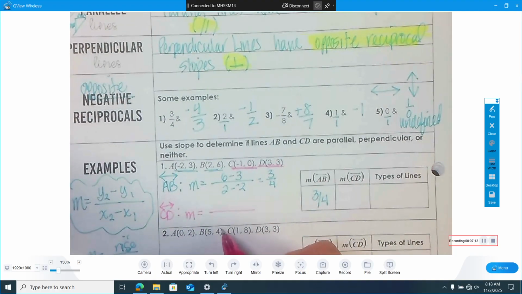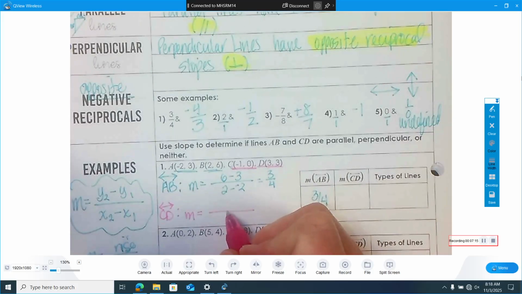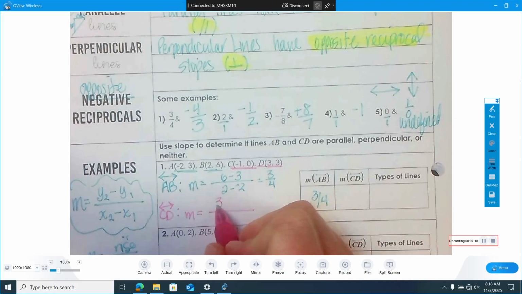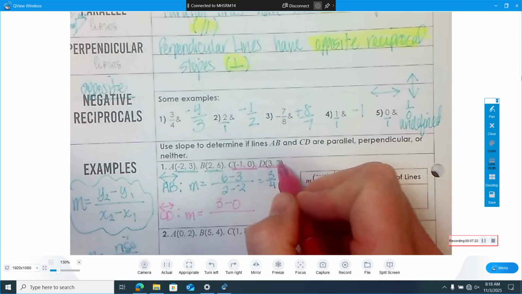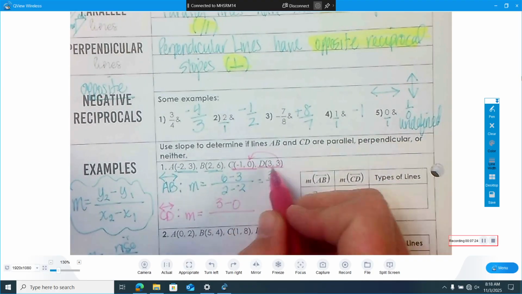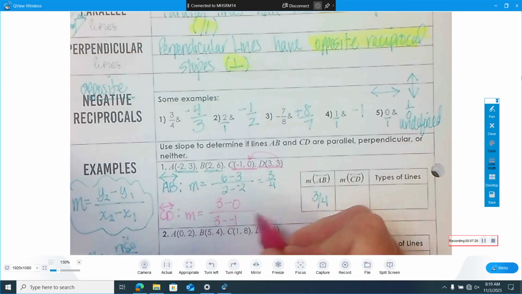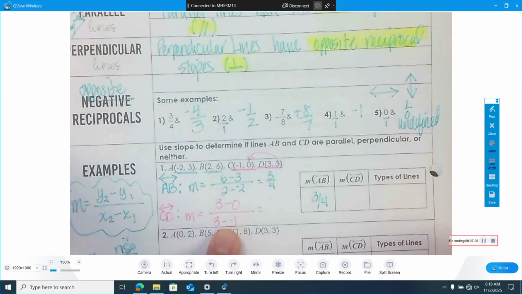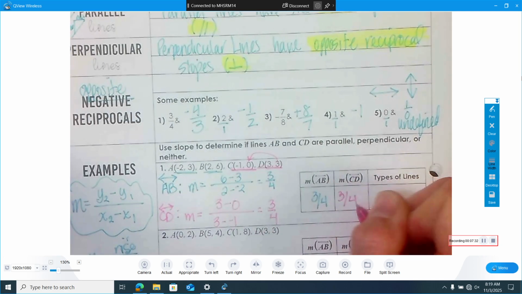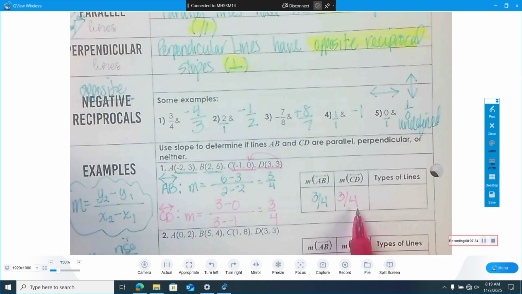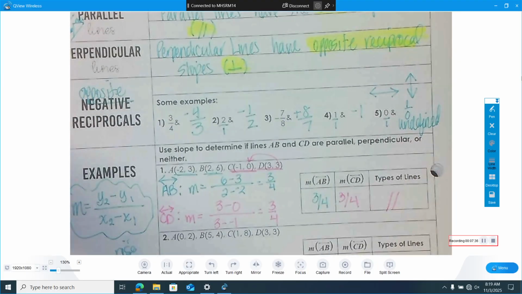So what are we going to subtract for C and D? So I did 3 minus 0 and then 3 minus negative 1. Good. 3 minus 0 over 3 minus a negative 1, again, which becomes plus. So we get 3 over 4. All right, what does that mean if they match? They are parallel. Very good.